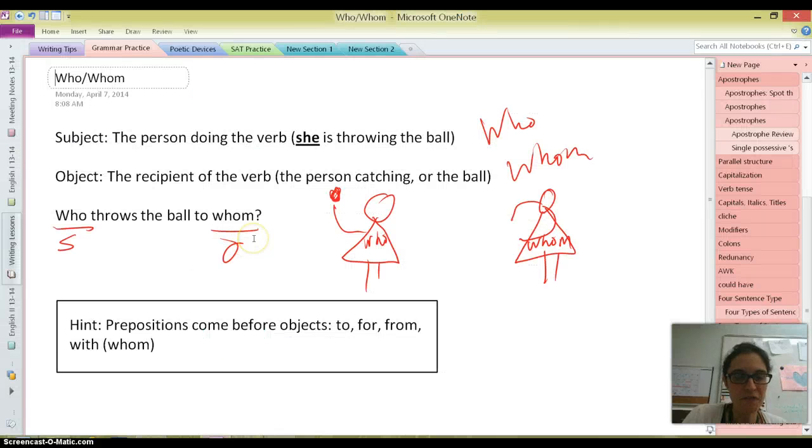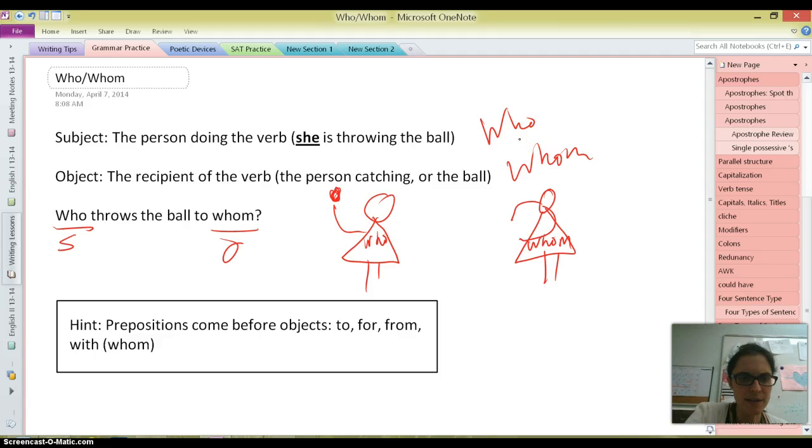Alrighty, so let's start first with a quick review about subject and object. With a subject, we think of that as the person or thing doing the verb. So, she is throwing the ball. And that is the who. So we think about who as the subject.